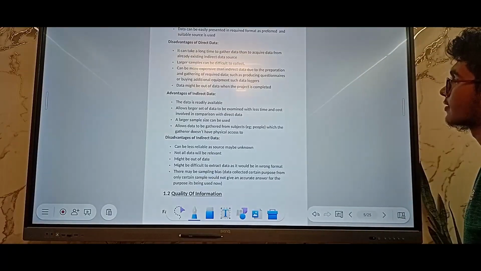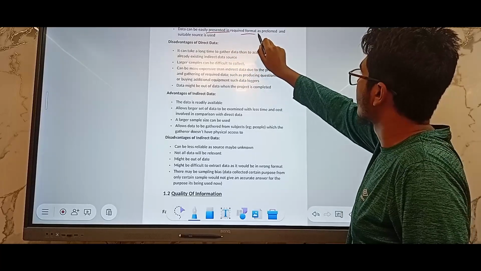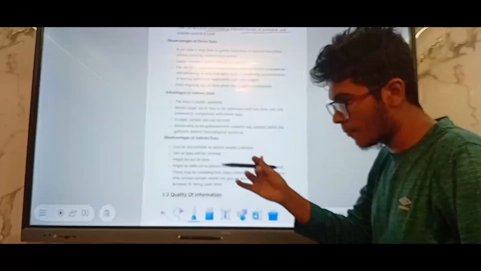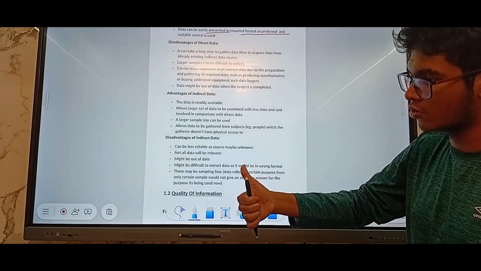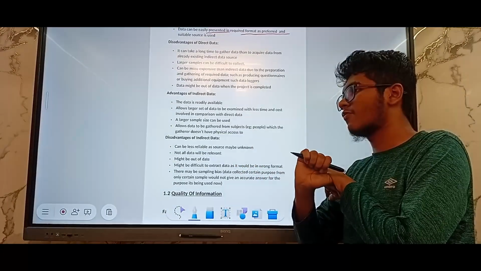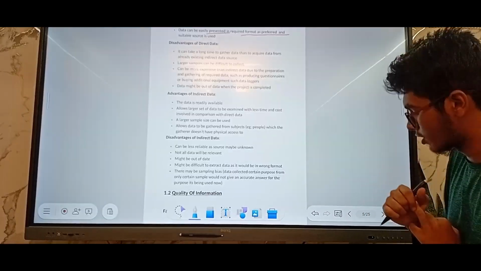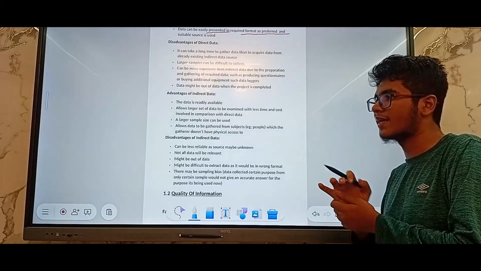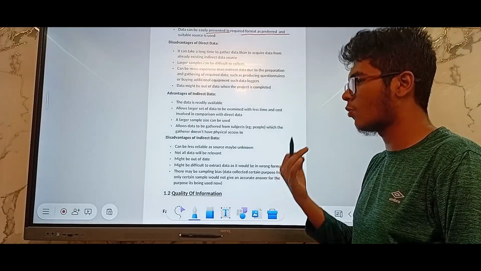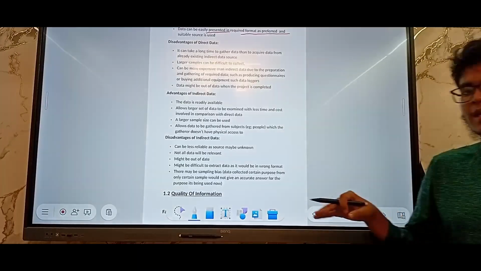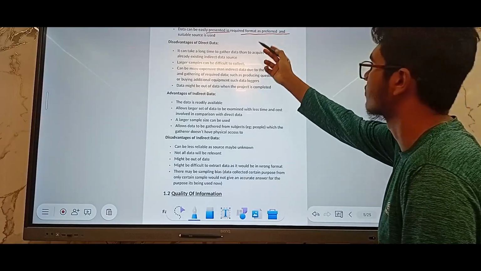Data can be easily presented in the required format, as preferred, and suitable sources used. So this is completely up to you. When you're collecting the data, you can choose to use an Excel file, you can choose to store it in a Google form, or you can choose to write it in a notepad. It's completely up to you. So it can be easily presented the way you want, because you have collected the data the way you like and the way you store it. So yeah, it's really easy.